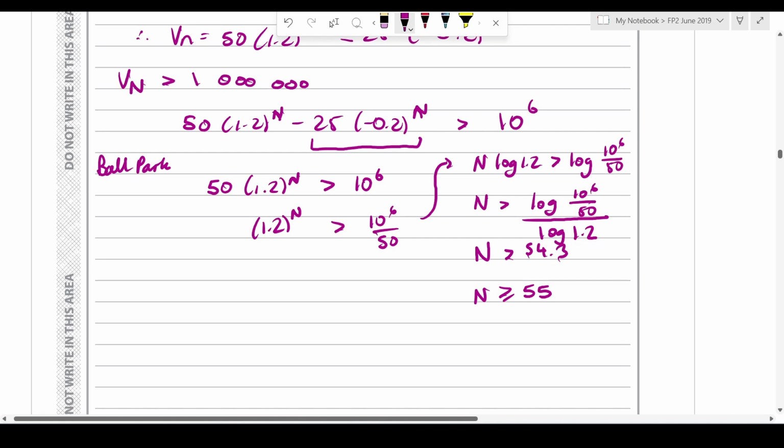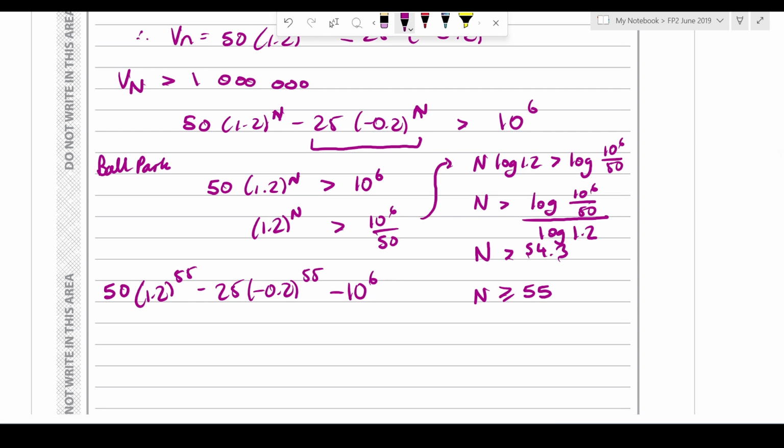But let's actually check it, because this was an approximation. Okay, so 50 times 1.2 to the power 55 minus 25 times 0.2 to the power 55. And I'm going to take away 10 to the 6, and then I can see where it's positive. That'll tell me if we've got the right value. 1.2 to the 55 minus 25. Remember that minus in that bracket. 55 minus 10 to the 6. And that does give me a positive value. So I'll get 13224.1129. This is after taking away the 10 to the 6.